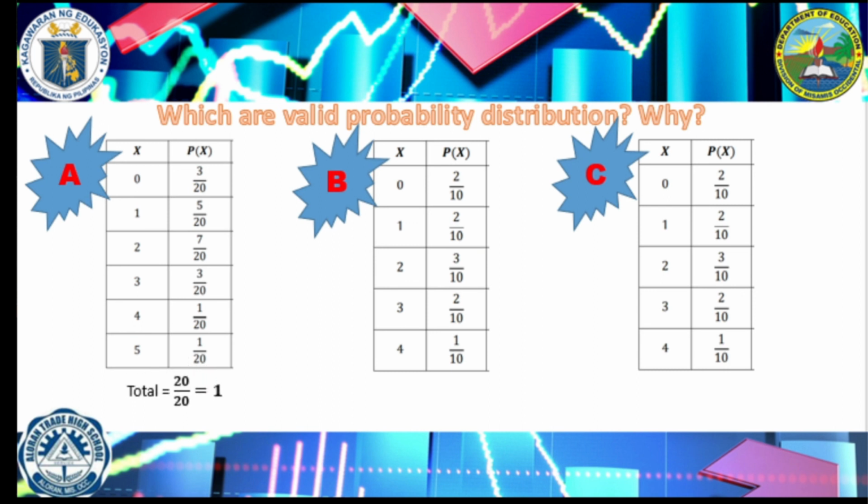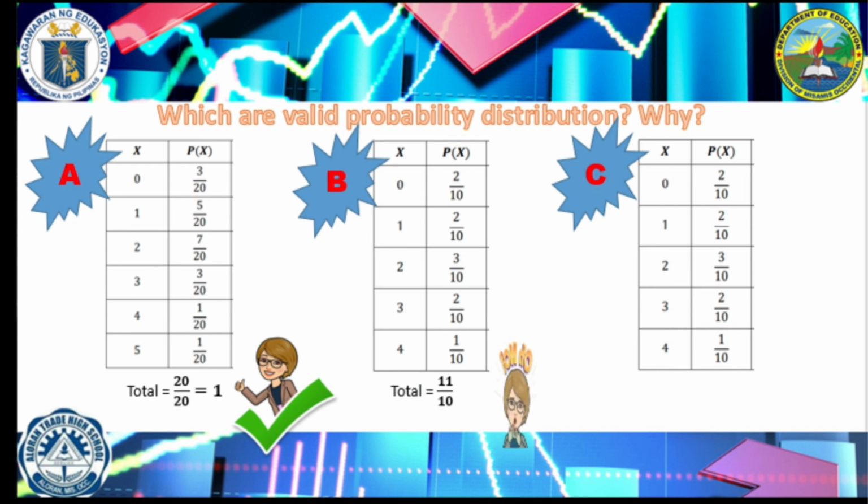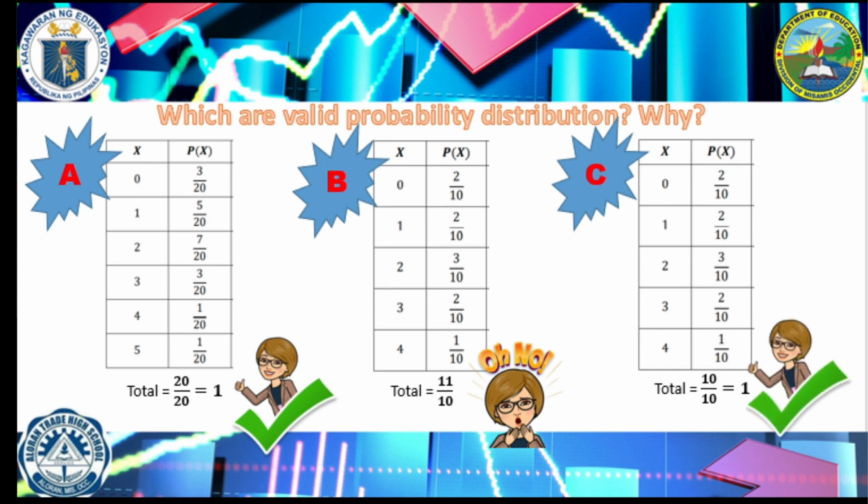The first one has a total of 20 over 20. Simplified, it is equal to 1. So therefore, this is a valid probability. Next, the sum is 11 over 10. Oh no! This is not a valid probability. The next table, C, is equal to 10 over 10, which is equal to 1. So therefore, this is a valid probability distribution. I hope this is understood.